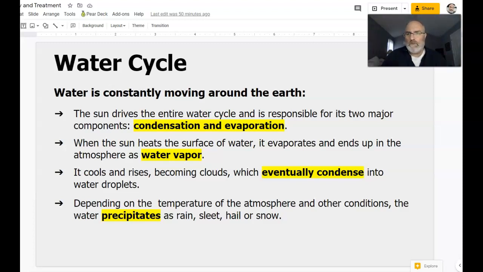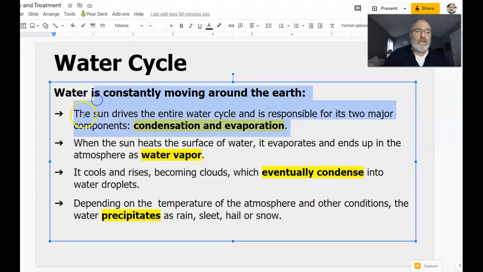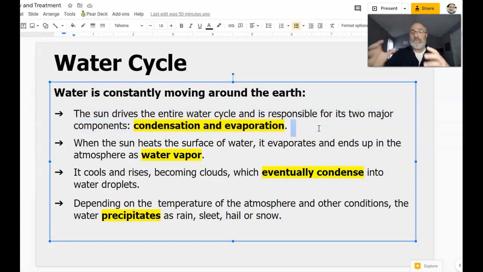But I do want you to take a quick look at this slide, and especially want you to look at this very first bullet. The sun is actually really important as a driver of the water cycle, and that's because it leads to two of the most important parts of the water cycle: condensation and evaporation. Evaporation is when the sun heats up a water source and water vapor evaporates, turns from a liquid into a gas and enters the atmosphere. And then condensation is when that same water vapor cools down and falls back to the surface of the earth in the form of liquid water. So what's kind of interesting to me is that the sun is the driver of both of those things.